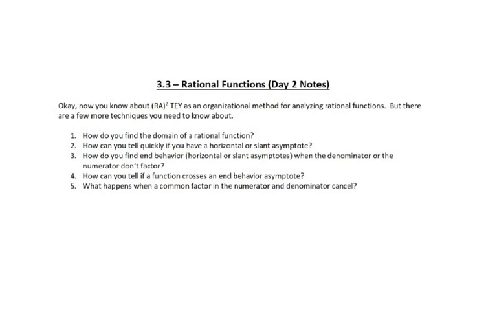Now you know about rate as an organizational method for analyzing rational functions. There are a few more techniques you need to know about. How do you find the domain of a rational function? How can you tell quickly if you have a horizontal or slant asymptote? How do you find end behavior when the denominator or numerator don't factor? How can you tell if a function crosses an end behavior asymptote? What happens when a common factor in the numerator and denominator cancel?